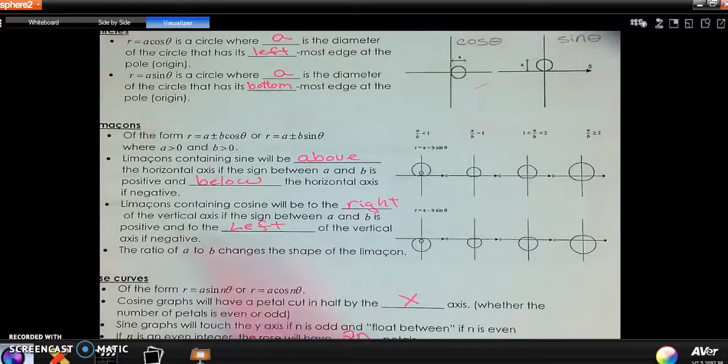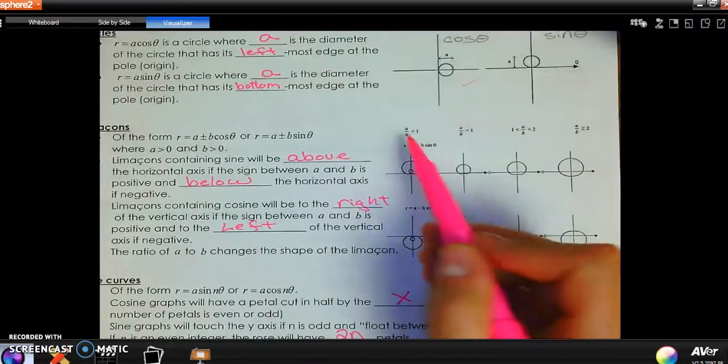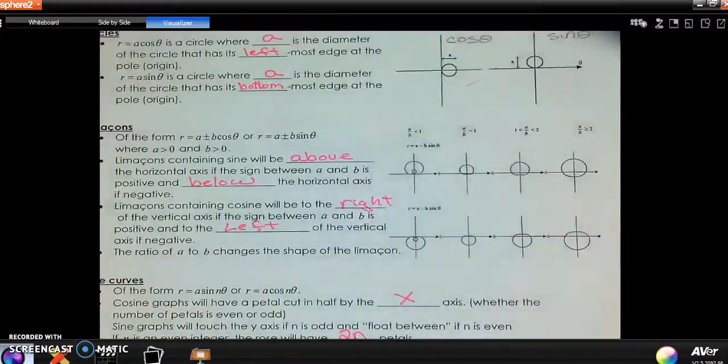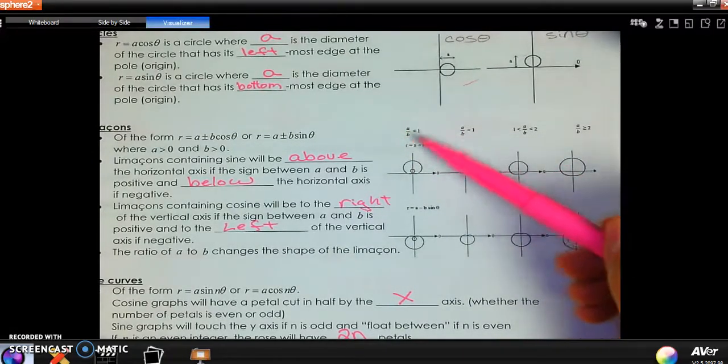And then with the cosines, you're going to be thinking more left-right. So it would be on the left and right of the y-axis there. And something special about these is you're going to have to really pay attention to the ratio, the ratio of that A to B. You can kind of play around with it and graph a few different ones.